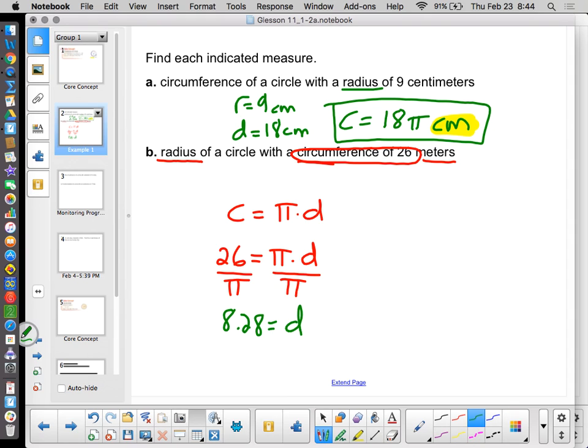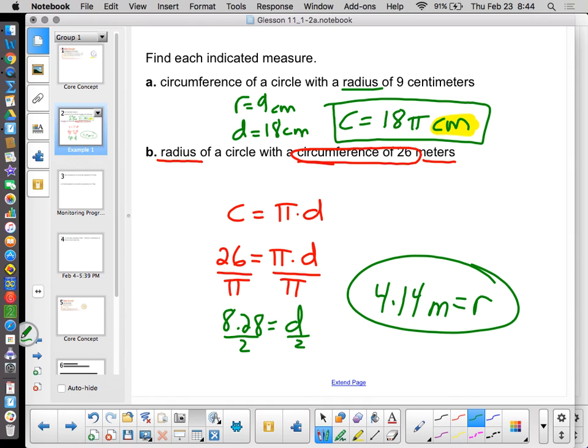It's about 8.28 equals the diameter. But we don't want the diameter, we want the radius. So I have to divide that by 2 again to get the radius. So that's 4.14. Give the context, meters, equals what? The radius. So make sure you don't just write 4.14 for an answer here. 4.14 meters equals radius. Give me the full context of your solution.